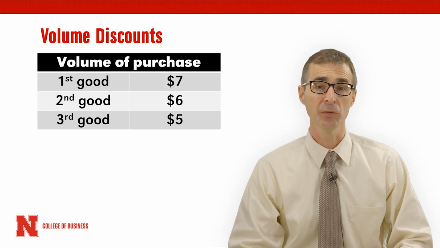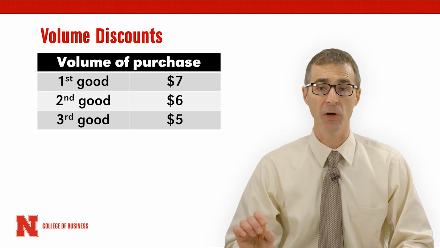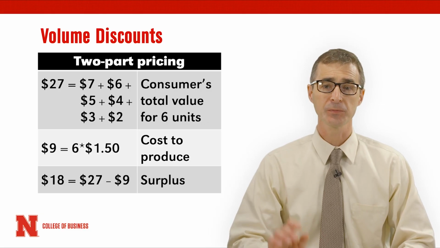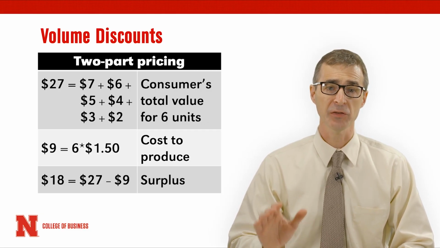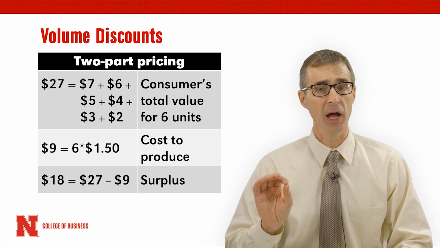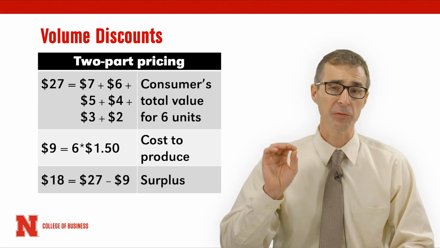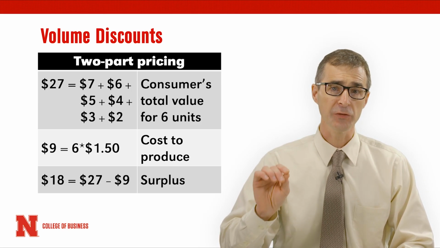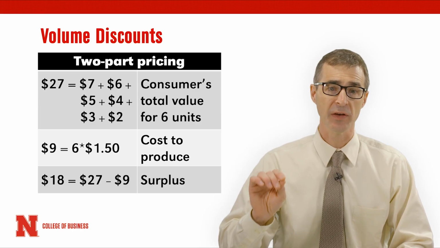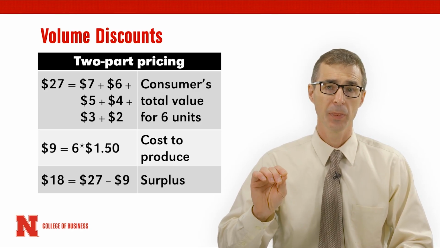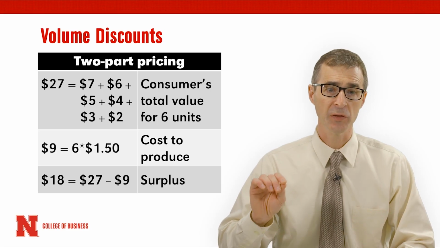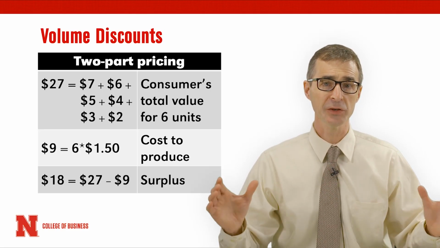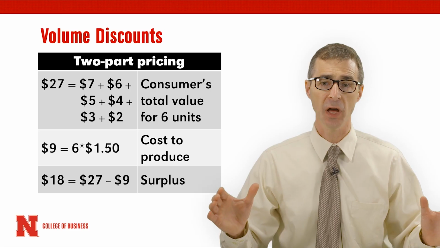This can be done a number of ways. One way would be to offer volume discounts. Another way would be to offer 2-part pricing, a fixed price plus a unit price. If we think about how this would work, let's observe that for all 6 units, the customer would be willing to pay $27. Those 6 units cost only $9 to produce, and so there's a total potential surplus here of $18.